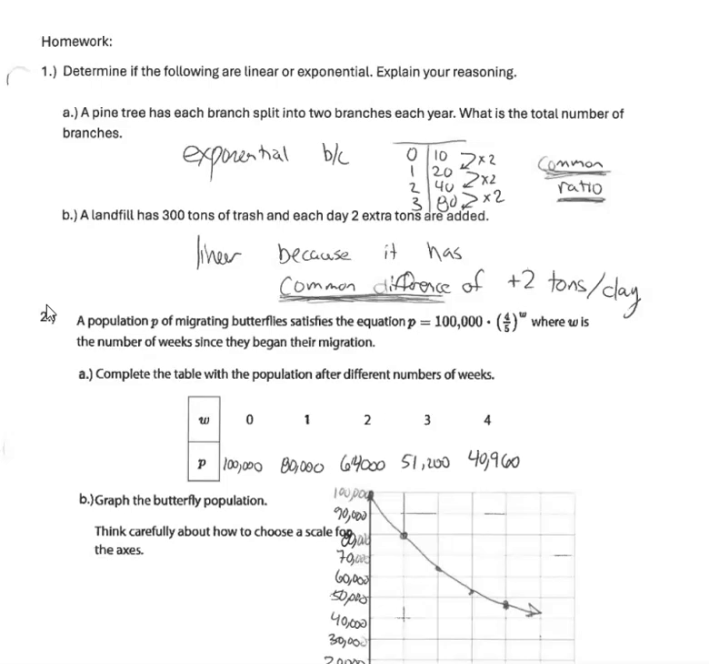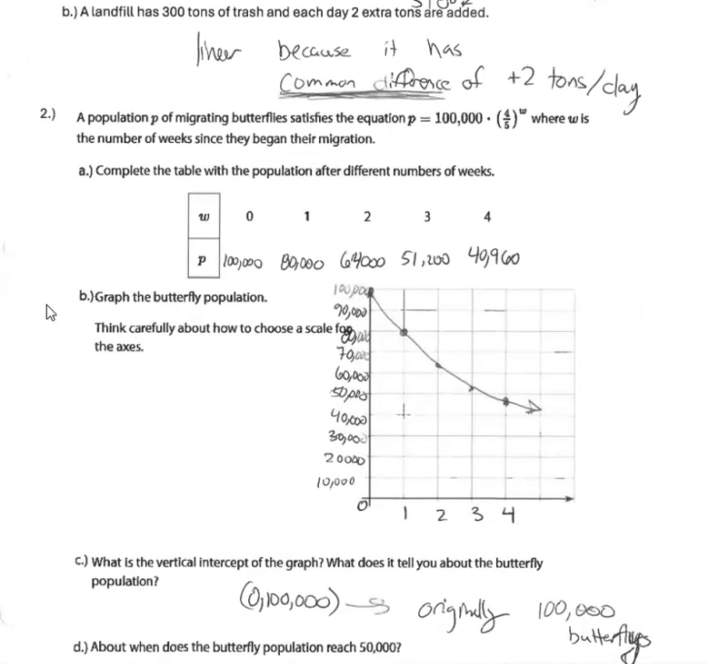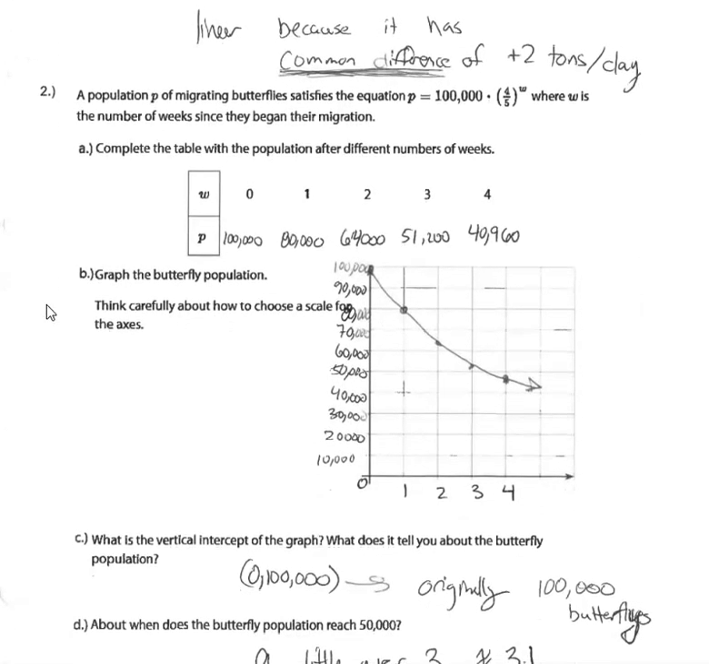The next one is the landfill. This is going to be linear because it is a common difference. It is increasing by the same exact amount every single day. It's going to be increasing by 2 tons per day. And if you graph this, you would see that it was a nice straight line with a constant rate of change, a constant slope.